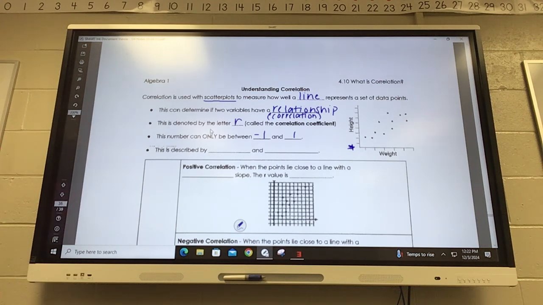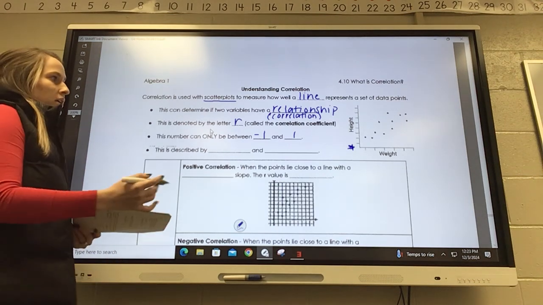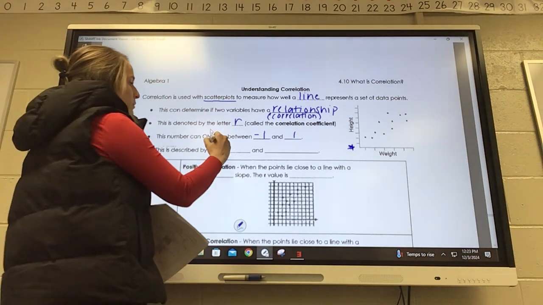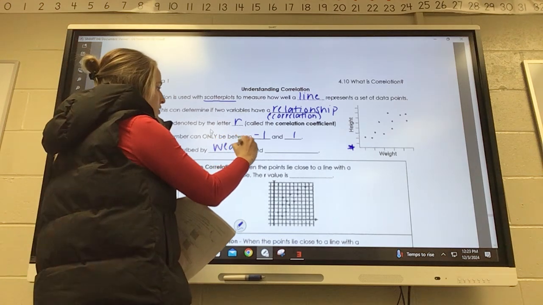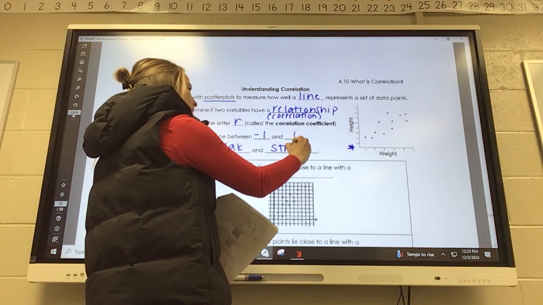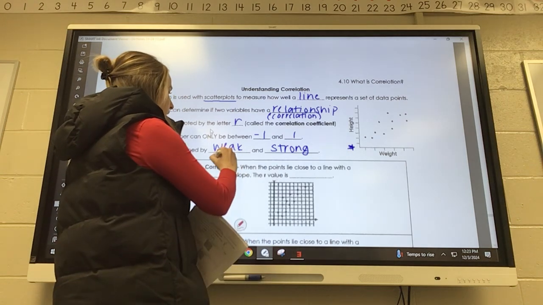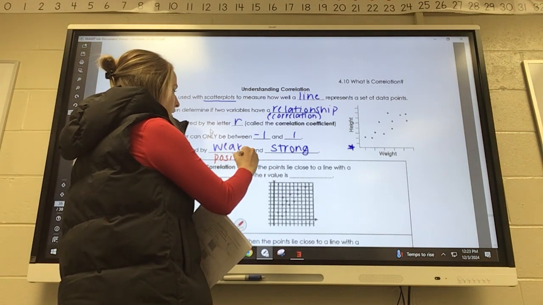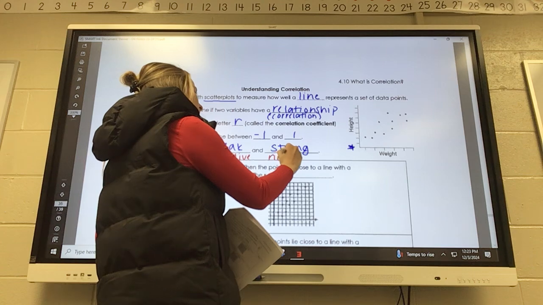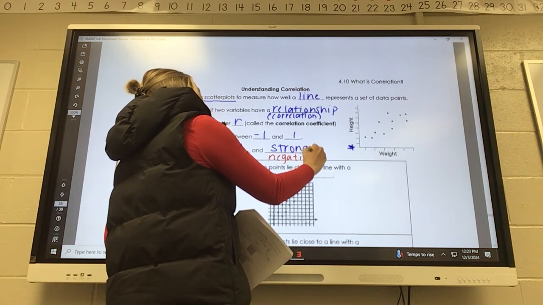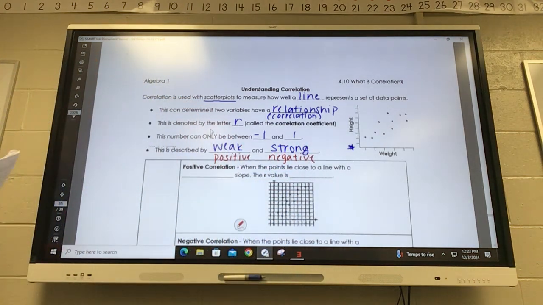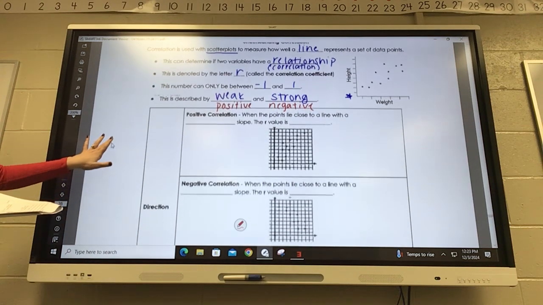It's something in between. So those values, or that number, that decimal, is described by either a weak relationship or a strong relationship. And then also we're going to talk about a positive relationship and a negative relationship. So we're going to start with positive and negative first. Think positive and negative slope.